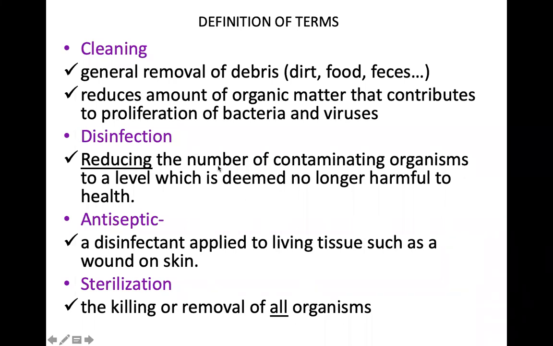Okay, in disinfection, you may have some microorganisms still present, but the numbers that are present are no longer harmful to health. Again, there are some microorganisms that have a very high intrinsic resistance, okay? Just like human beings or other living organisms, microorganisms, or bacteria if we narrow down to bacteria, they differ. The species or the strains differ in terms of their intrinsic or their natural resistance to killing agents.